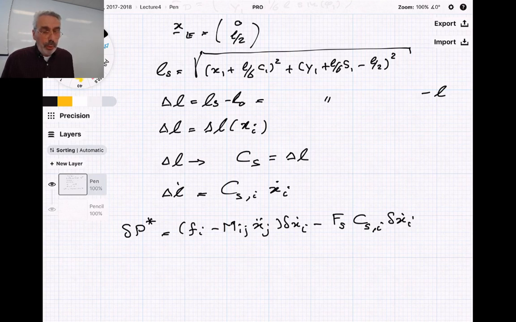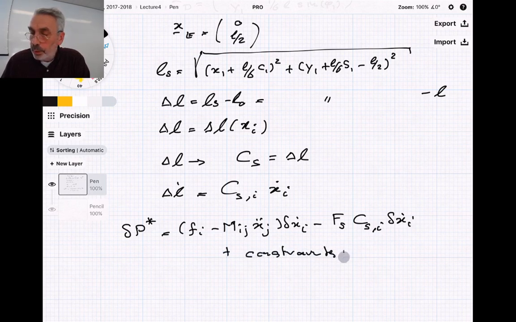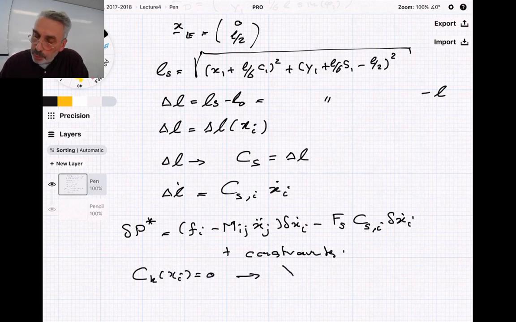On top of that, of course, we like to add our constraints. And the constraints, remember how we incorporate that. So our constraints were of this form, Ck of xi is 0, and then by means of this Lagrange multiplier, lambda k times c dot k, we incorporated that, we added that to the equation.